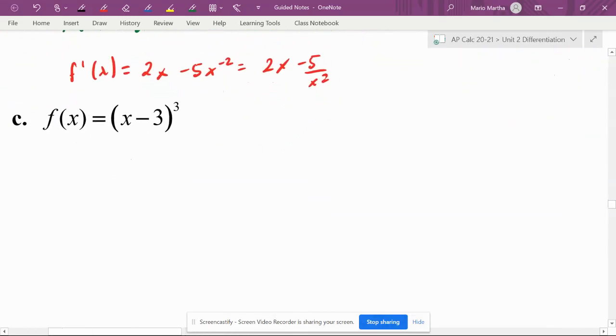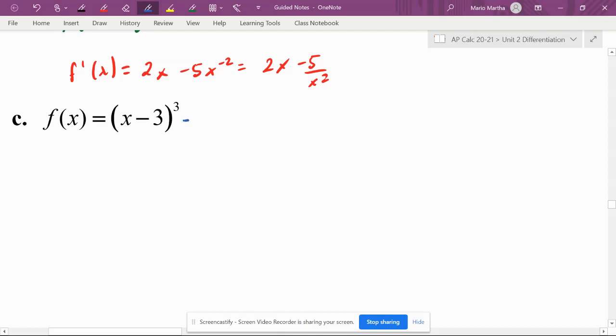And then again, the other day we talked about how to expand. We have f of x equals (x minus 3) to the third power. I showed you guys how to expand these using Pascal's triangle, right? If you remember how to generate it, you would go down to the fourth row, I think.